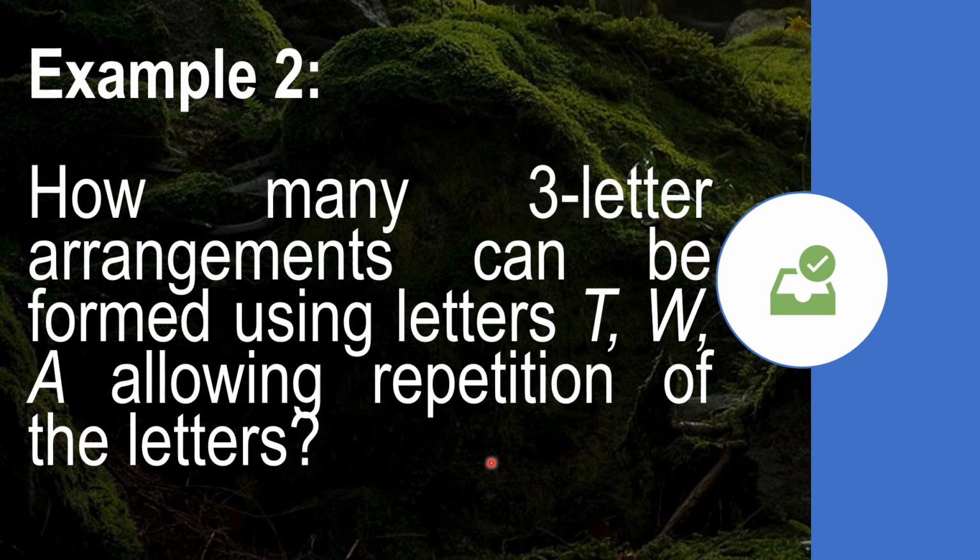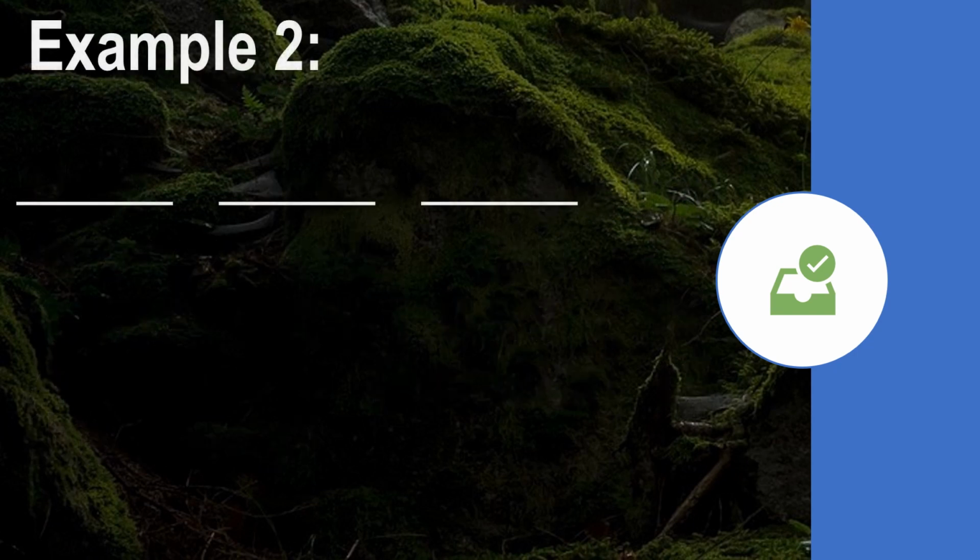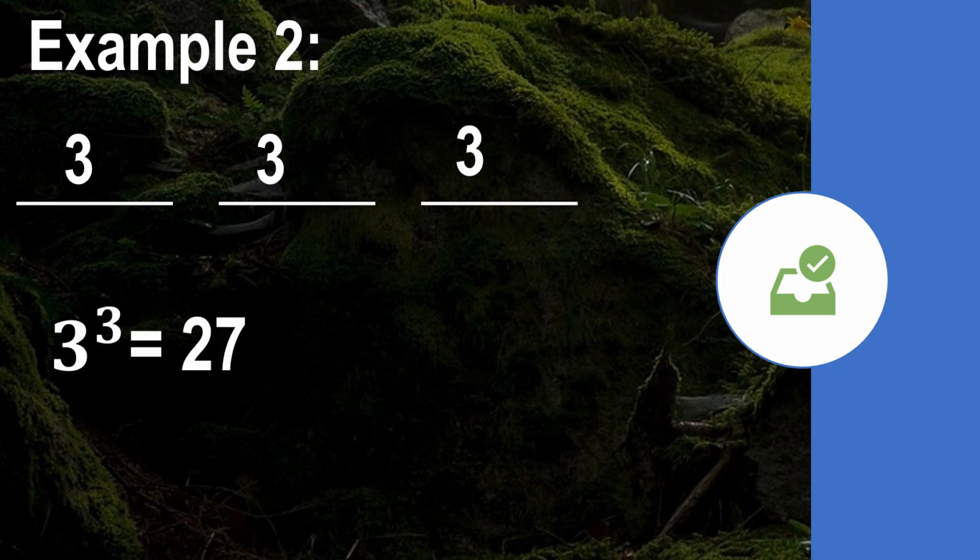Ano naman ang value ng ating R? Three-letter arrangement, ibig sabihin tatlong letter yung gagamitin natin. So, the value of R is 3 as well. Unang pagkakataon, meron akong 3 choices. Pwedeng ulit agad yung letters. Meron ulit akong 3 choices, followed by 3 choices, or 3 raised to 3, which is equal to 27. Bakit 27? We have 3 times 3 is 9 times 3, 27. So, we have 27 as the number of arrangements.